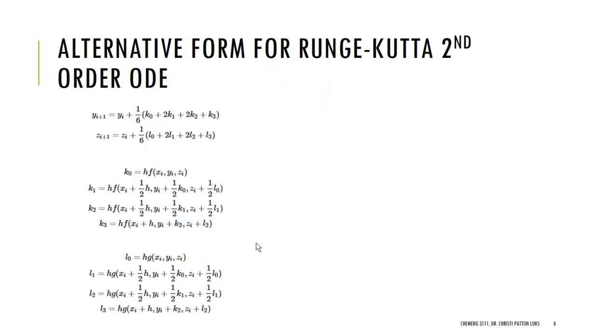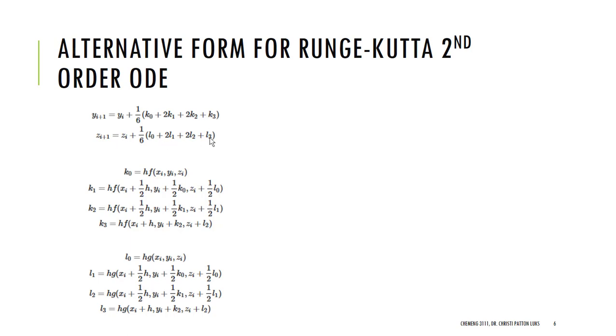An alternate form that I think is perhaps a little bit easier uses this form. Now, these k's are not quite the same as we had before because they are multiplied by the step size. Before I had multiplied the step size outside of this. But it's the same expression if you look at all of the terms. And we have a term for y and for z.